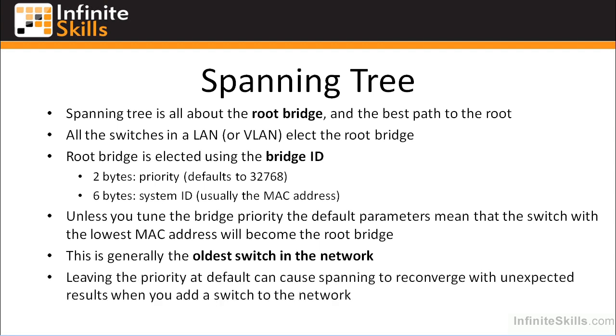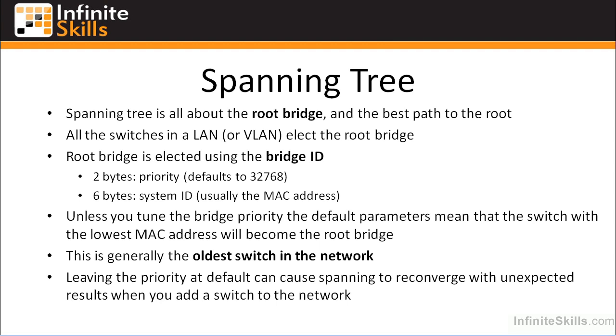Another reason why you want to engineer how Spanning Tree works is if you leave all of your switch priorities at default, Spanning Tree can reconverge with unexpected results when you add a switch to the network. This actually happened at a job that I worked here just recently. We were doing some network maintenance overnight, and a department had a switch that they were wanting to add to the network. So they didn't tune any of the Spanning Tree parameters on there. They just plugged it into the network.